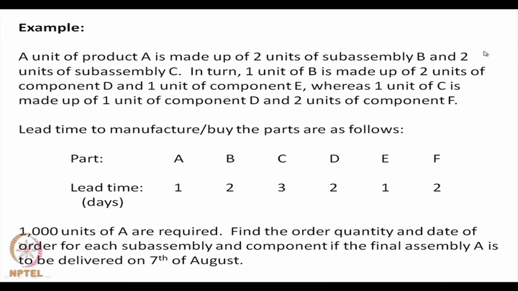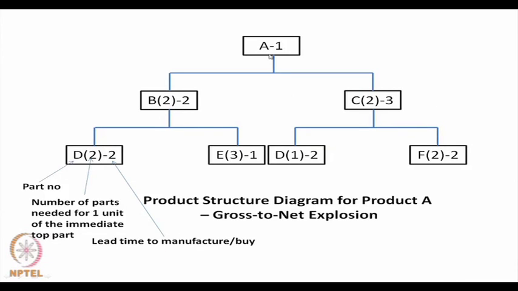Now, this relationship, that A is made up of 2 subassemblies and each subassembly is made up of 2 components, can be shown in the form of a product structure diagram. A tree structure: A consists of B and C, B consists of D and E, and C consists of D and F.